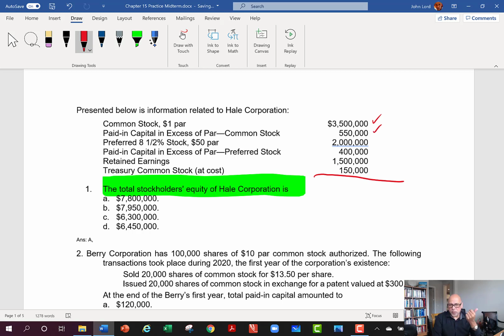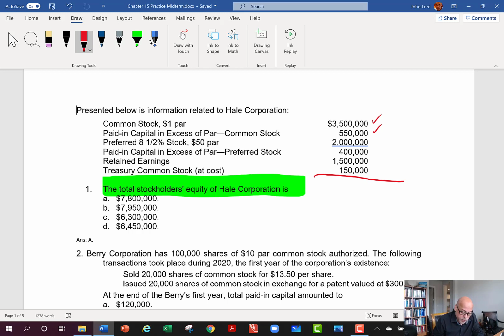Maybe I should back up. Stockholders' equity is going to be common stock. It's going to be paid in capital in excess of par. It's going to be preferred stock, the paid in capital in excess of par for the preferred stock. It's going to be retained earnings, right? And then we could have treasury stock, but remember, treasury stock is a subtract from the overall stockholders' equity.